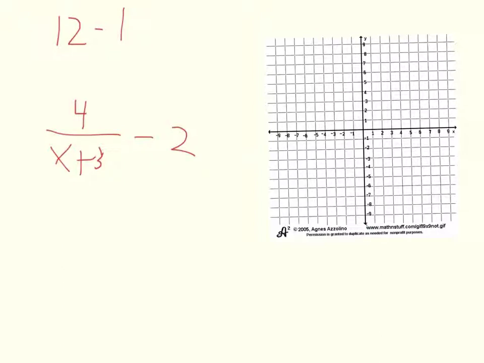So, first you're going to have to make a table. Or actually first you take the x plus 3 and you solve that, so x equals negative 3. That way you know that the vertical asymptote is right here at negative 3. So then you make a table. Or wait, no, first you look at the negative 2 and say, okay, that's going to subtract us 2, so we're going to put a dotted line at negative 2. And now we make our table.